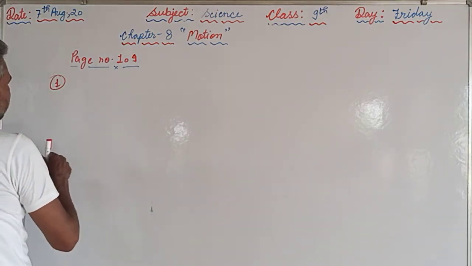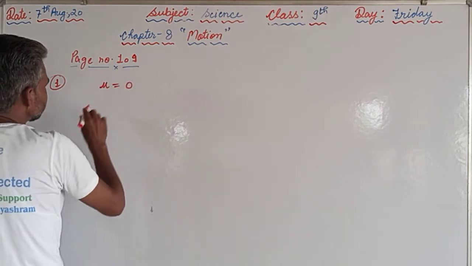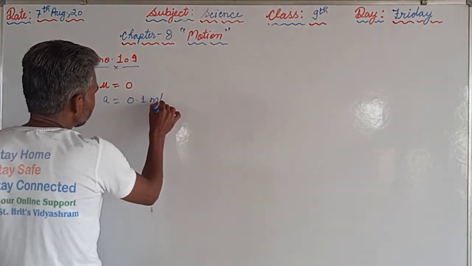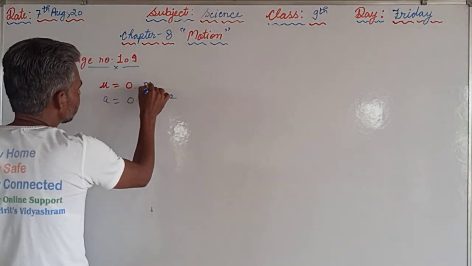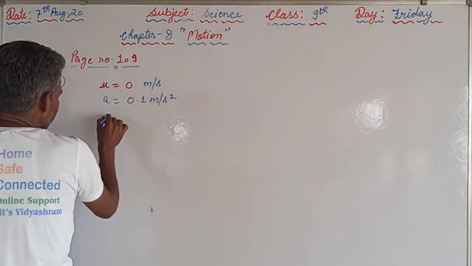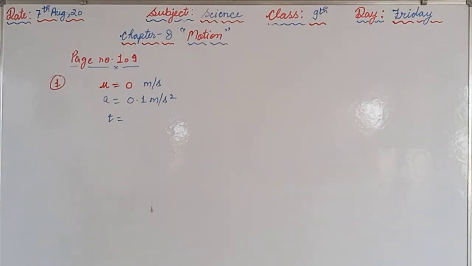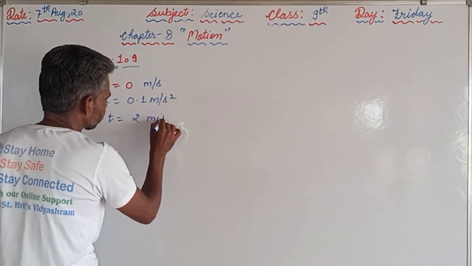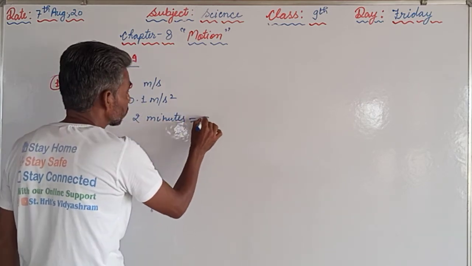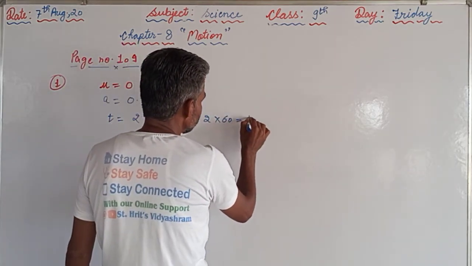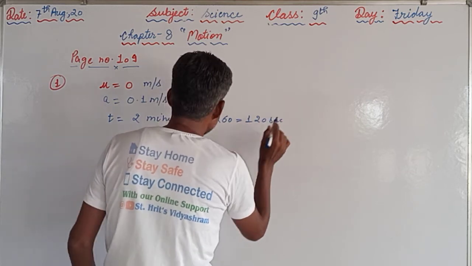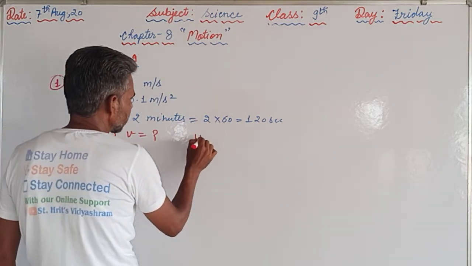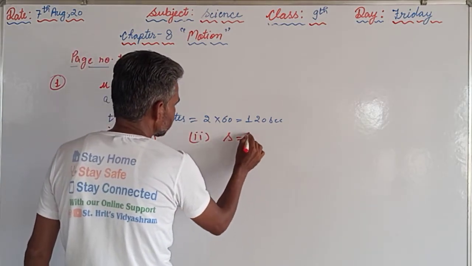A bus is starting from rest. If anything is starting from rest, then the initial velocity will be 0, and the acceleration is 0.1 meter per second square, and the speed will be in meter per second. Then the time is also given. Time is 2 minutes, so we are supposed to convert 2 minutes into seconds. 2 into 60, that is 120 seconds. Now we are supposed to find first the velocity, and in the second part the distance.